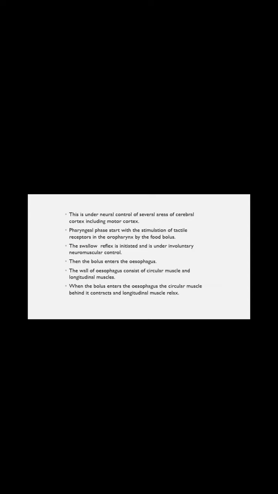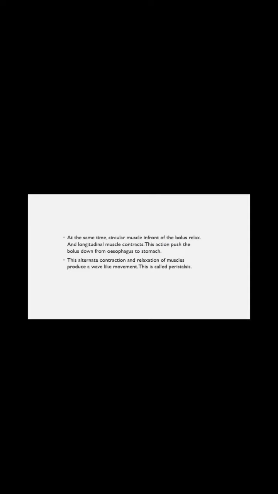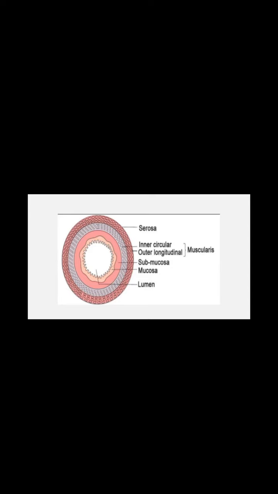The wall of the esophagus consists of circular muscle and longitudinal muscle. When the bolus enters the esophagus, the circular muscle behind it contracts and the longitudinal muscle relaxes. At the same time, circular muscle in front of the bolus relaxes and longitudinal muscle contracts. This action pushes the bolus down from the esophagus to the stomach. This alternate contraction and relaxation of muscles produces a wave-like movement. This is called peristalsis.